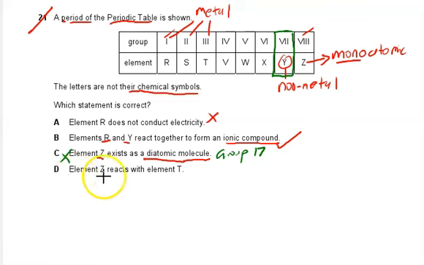D, element Z reacts with element T. So Z does not react with any other elements, because they are inert. So your best answer here will be B.